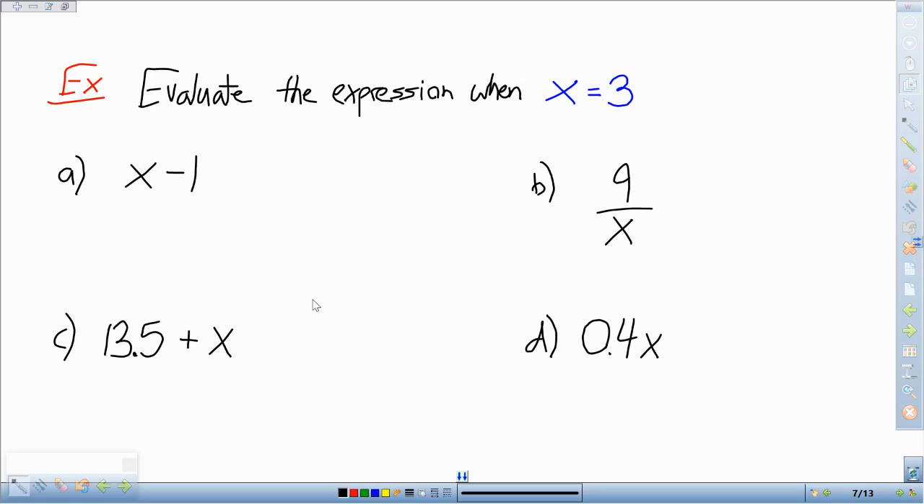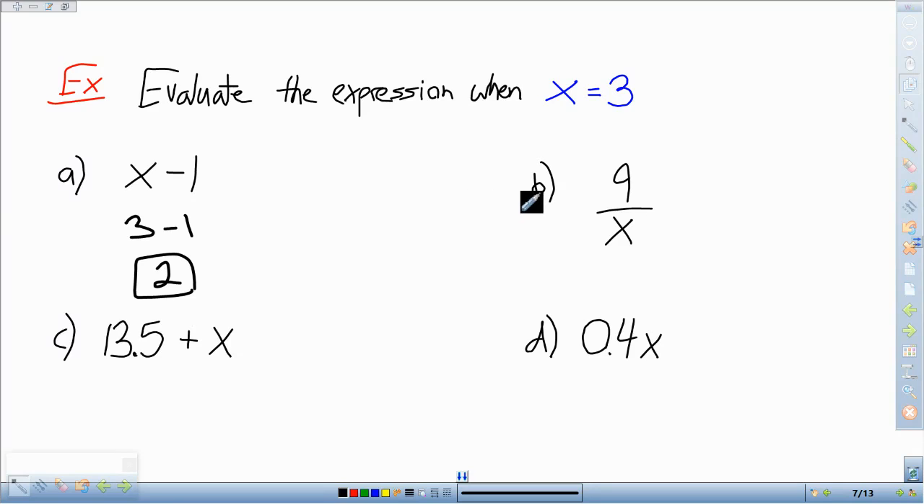Okay, so, evaluating the expression, like I said, when it says x equals 3, that means we're just plugging in 3 for x. Very, very simple stuff. All right, and this is where also kind of having a calculator might help when we get to the decimals. Okay, so on letter A, you can see it doesn't get much easier than this. If we're plugging in 3 for x, it looks like we're getting 3 minus 1. And guess what? 3 minus 1 is 2. All right, really that simple.